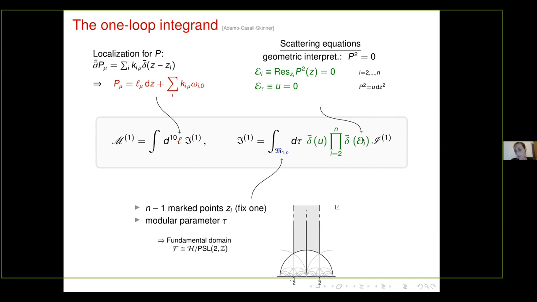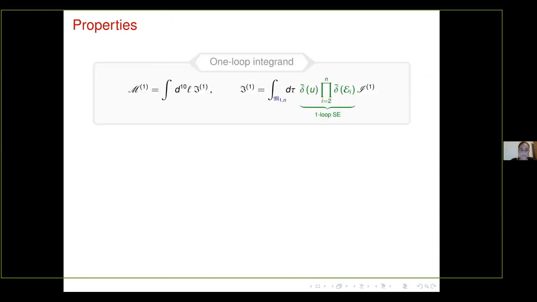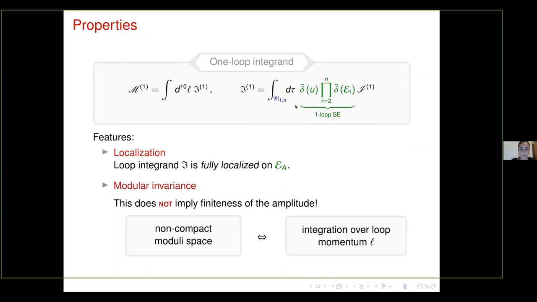Now, I'm sweeping under the rug all the details of the integrand because that is a bit more involved, but we'll come back to that in a second after we've simplified this. Now, there's two properties of this that I want to highlight for you. One is that the integrand I is again fully localized. So it's a very similar counting to before. You're integrating over n-1 mark points plus the modular parameter, and you have n-1 plus 1, so n scattering equations that fully localize it for you.